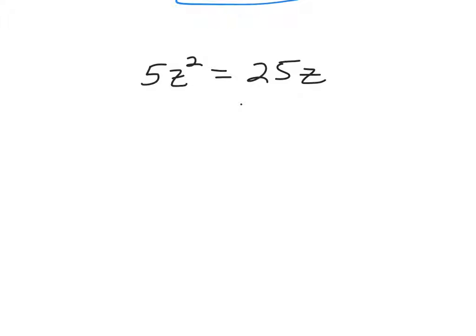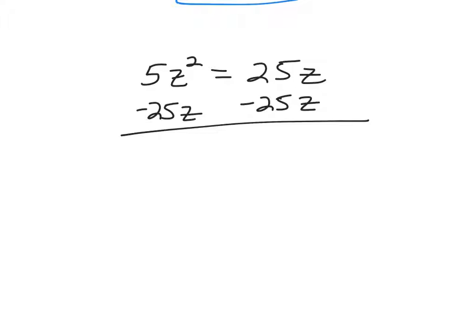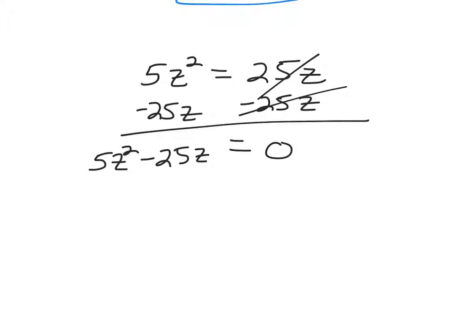Okay, couldn't have said it better myself. We got to get the 0. So let's get rid of the 25z on both sides. We could get rid of the 5z squared on both sides. That'd do the same thing. We'd just have it on the other side and the signs would look different. But so they cancel over here. Now those are not like terms, so we're not going to try to combine them. So we have 5z squared minus 25z equal to 0. That's step 1.